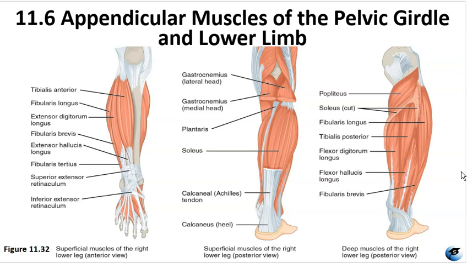The deep posterior compartment muscles are located deeper in the back of the leg. The popliteus is a small muscle just behind the knee. The tibialis posterior, flexor digitorum longus, and flexor hallucis longus run alongside the tibia and fibula towards the foot, and these help with inversion and toe flexion.